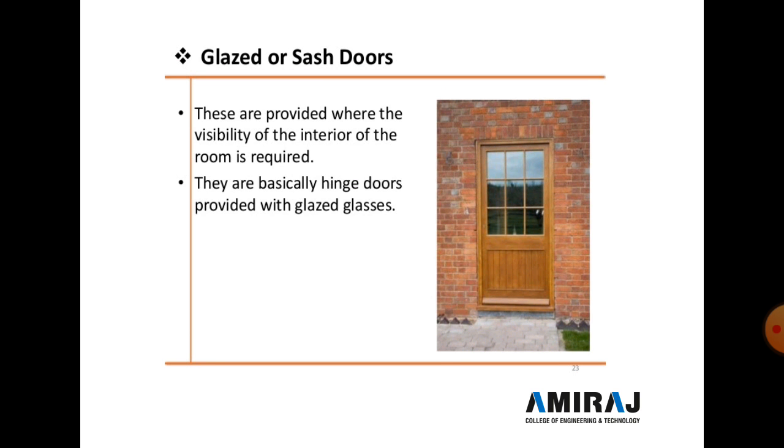Next type of the door is a glass or a sash door. So these are provided where the visibility of the interior of the room is required. So they are basically hinged door provided with a glass. So here this type of the door is generally provided in offices. So inside person can see outside area easily, and here glass is provided. It's a full glass or in the form of the panel, and in upper side the glass is provided, and a bottom side after lock rail wooden plank is provided called a batten.